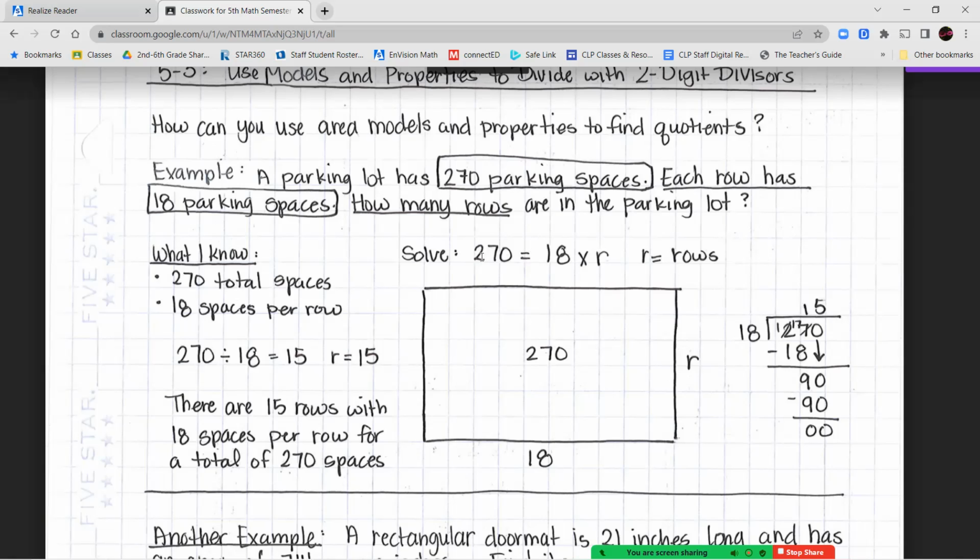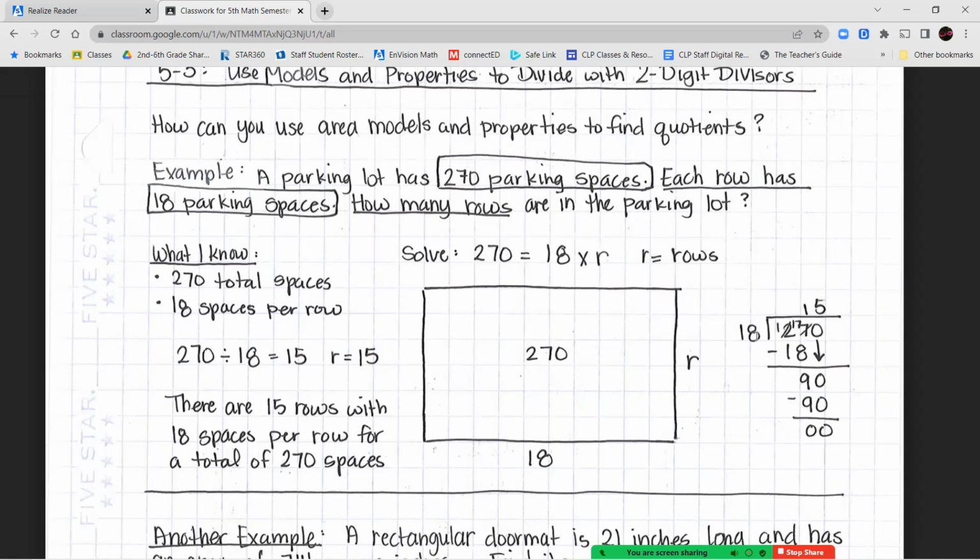To solve that, I'm using my area model. 270 is my total area, which is equal to 18 times R, where R is the number of rows. So 18 times R is going to equal 270. Now here I could use long division. I could break it up the way they did before. I could do 18 times 10, which gave me 180, and then have 10 and an unknown number on the side. Or I could use long division. So I did 270 divided by 18.